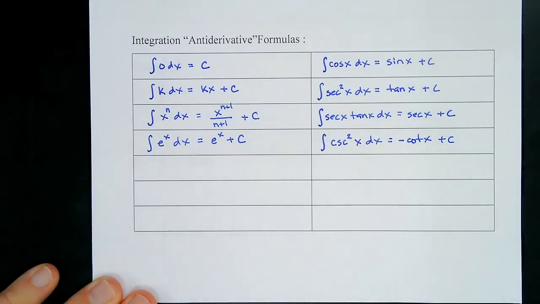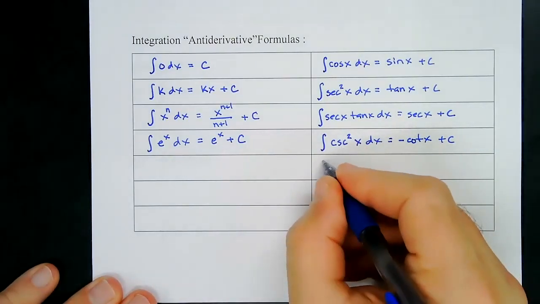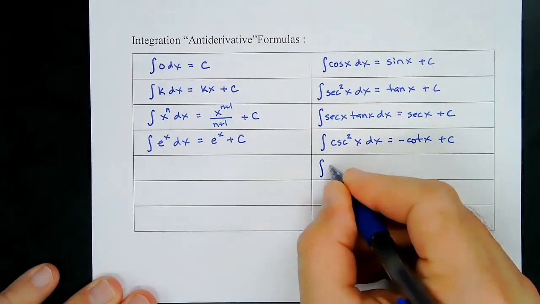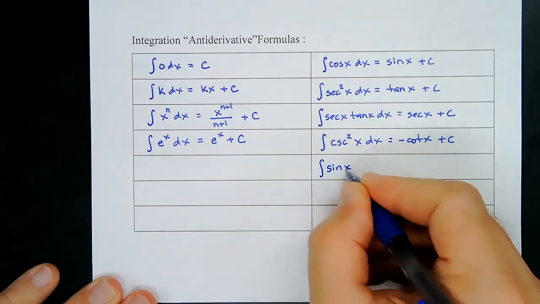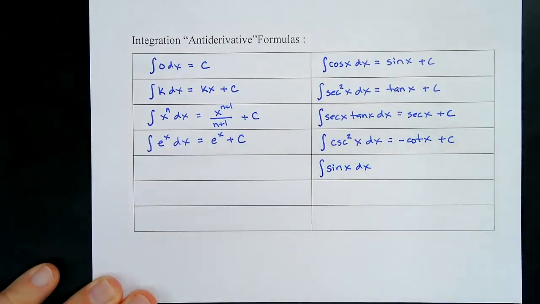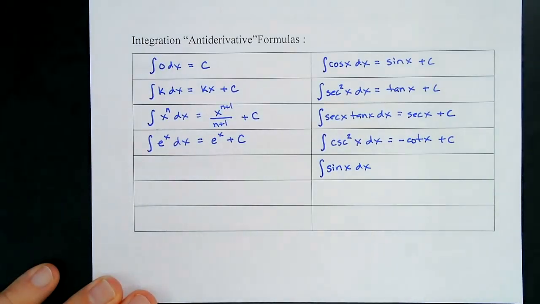And I should have done sine x before this one, but too late, I already did it. All right, so the integral of sine of x dx. Okay, so I know if I take the derivative of cosine x, I get negative sine of x.